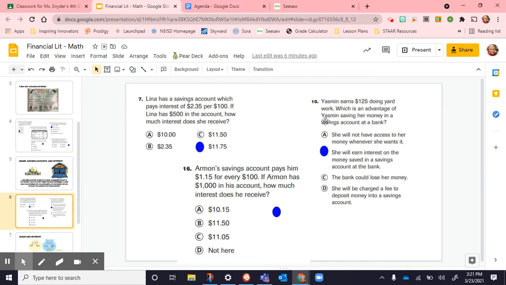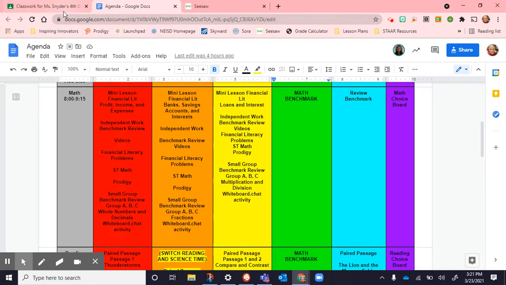Three of these say she's not going to have access to it whenever she wants, the bank could lose her money, and she'll be charged a fee to deposit money into a savings account. These things we said, okay, well, those are not advantages. Those are disadvantages, so we don't want those. B, she'll earn interest on the money saved in a savings account. That is definitely an advantage. So you're earning money just for having the bank hold your money for you. So go ahead, fill out 16, 7, and 10, and then you can X out of that one.